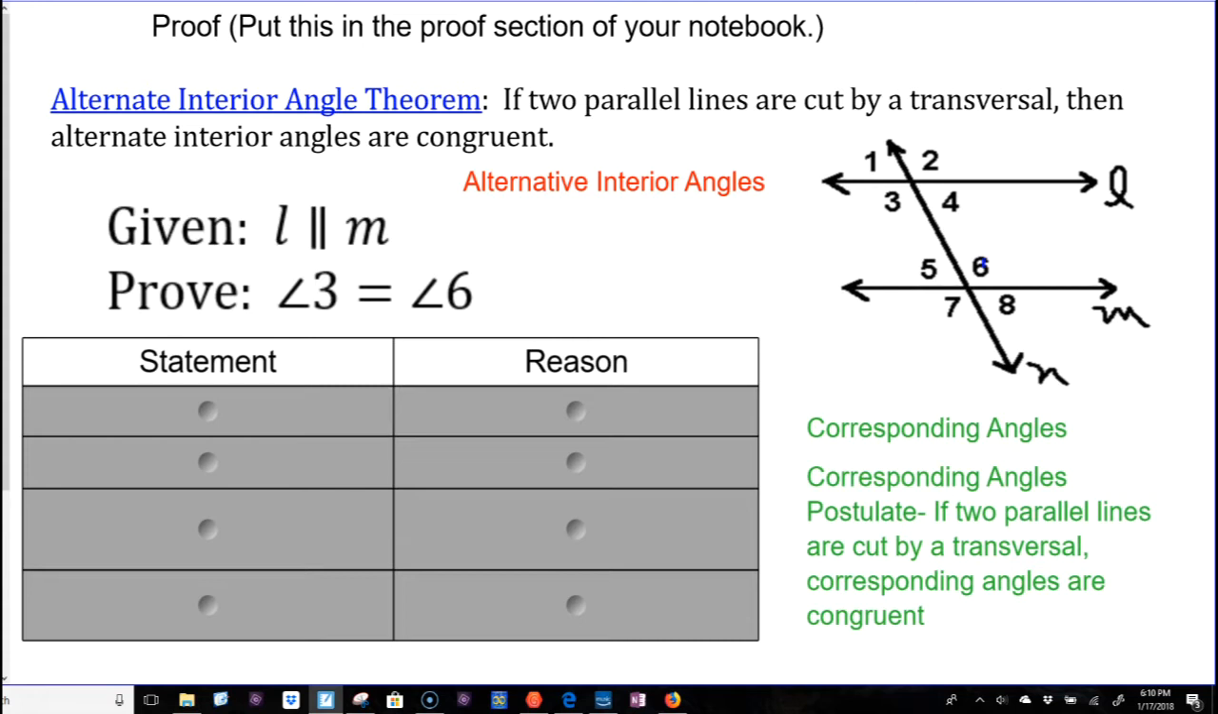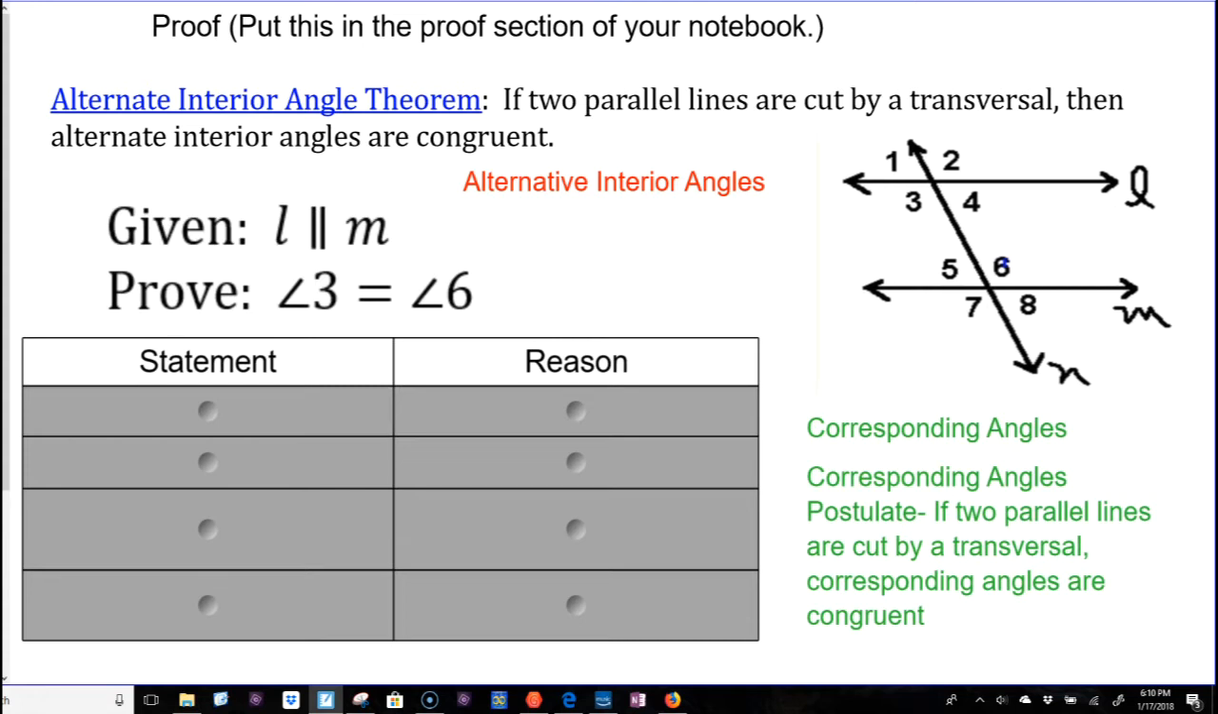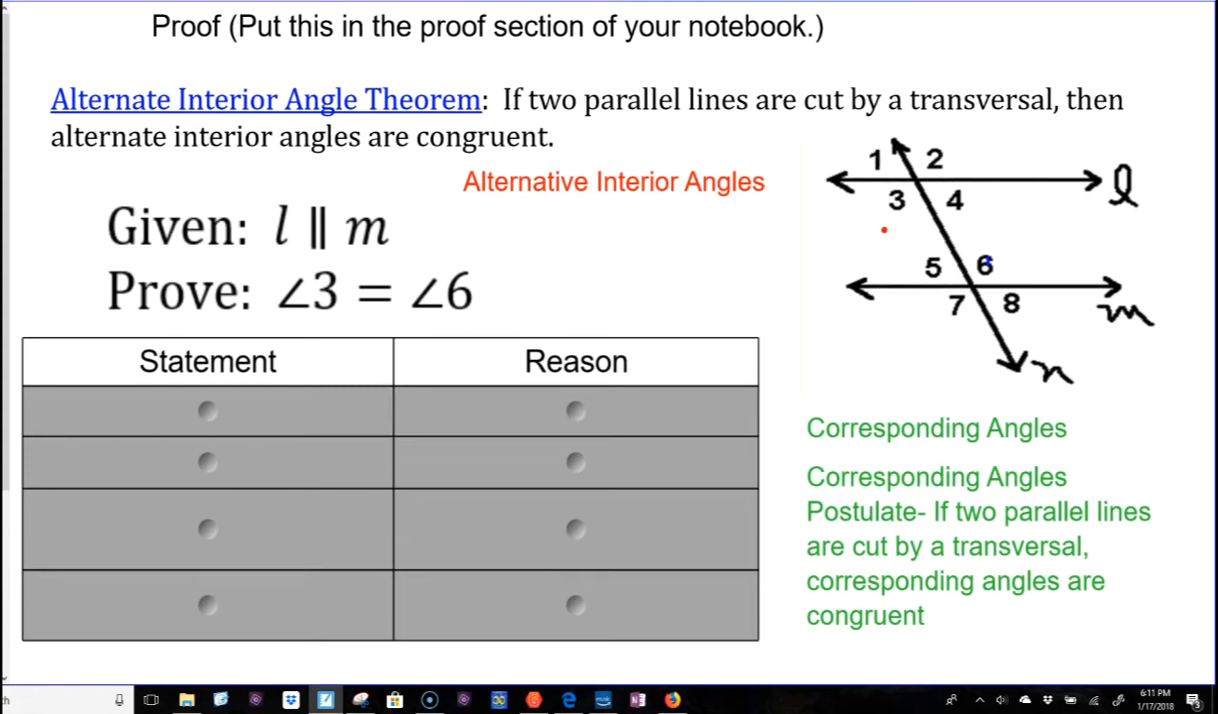All right, so just looking at the information we're given, we are given that L is parallel to M, and we're given a little diagram at the right to use. And we want to prove that angle 3 and angle 6 are equal to each other. So we are trying to figure out a way to prove that angle 3 and angle 6 are going to be congruent. So we have to look to see how we can get from what we were given to that step.